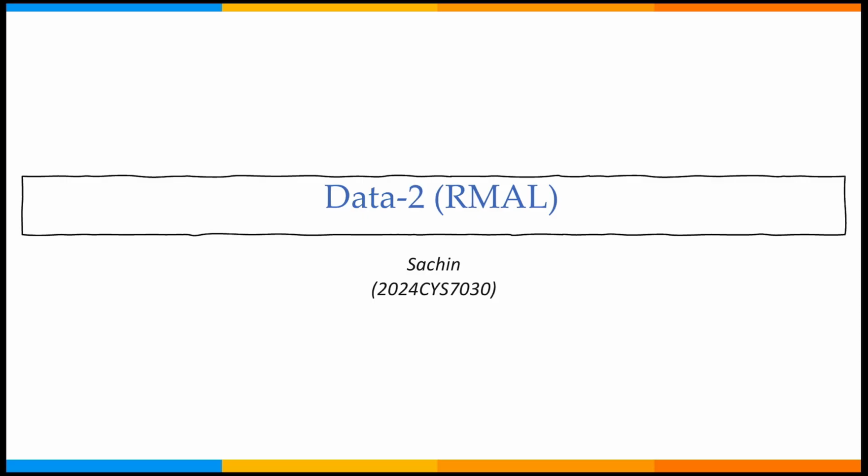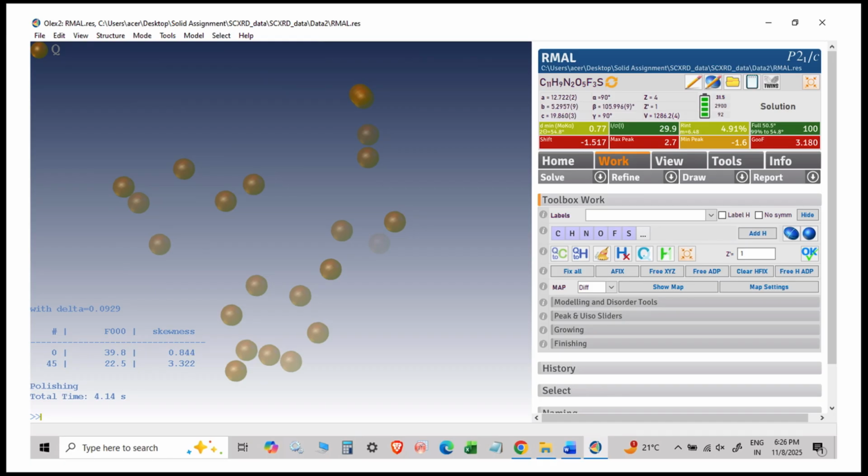That data too was nomenclatured as RMAL, though the hint was provided to us by the sir that it's a riluzole drug, and this is malic acid or malonate. This is what we had to figure out. So initially, the same thing we followed, and this is how the structure that I loaded looked.